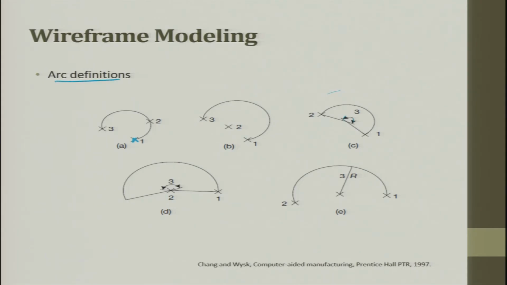So, then let us define an arc. So, arc I have already told you: start point, end point, midpoint, and then you can fix the center. You can also say start point, end point and the included angle, or start point, center point and the included angle, or I can say start point, end point and the radius. So, these are different ways of drawing an arc.